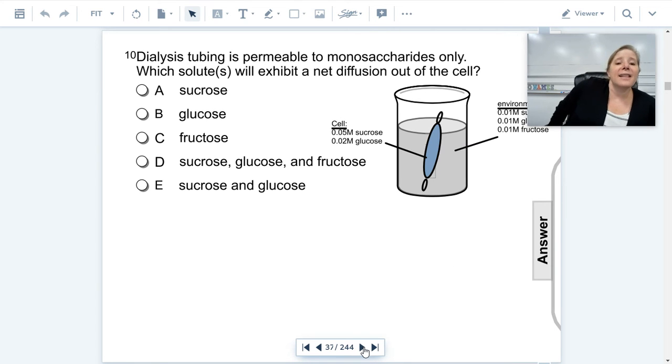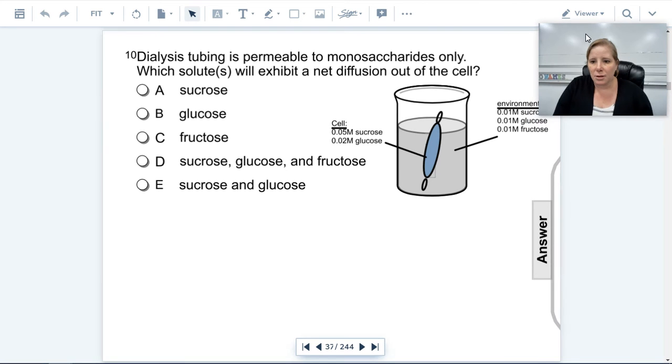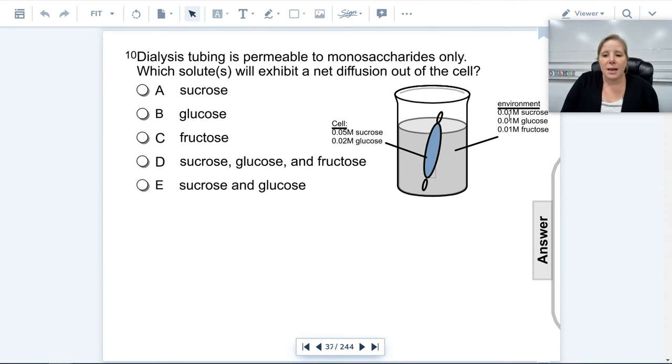All right, dialysis tubing is permeable to monosaccharides only, so small sugars can get through this dialysis tubing. So which solutes would exhibit a net diffusion out of the cell? If you look at this picture, let me move my picture, you can see the sugars on the outside versus the sugar on the inside of the cell. And you have sucrose, and glucose, and sucrose, glucose, and fructose.